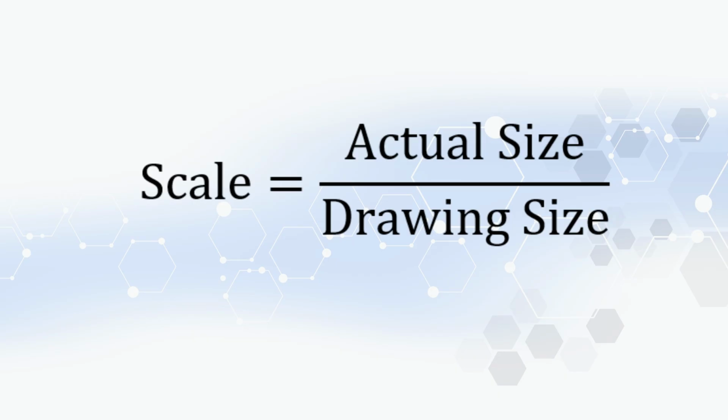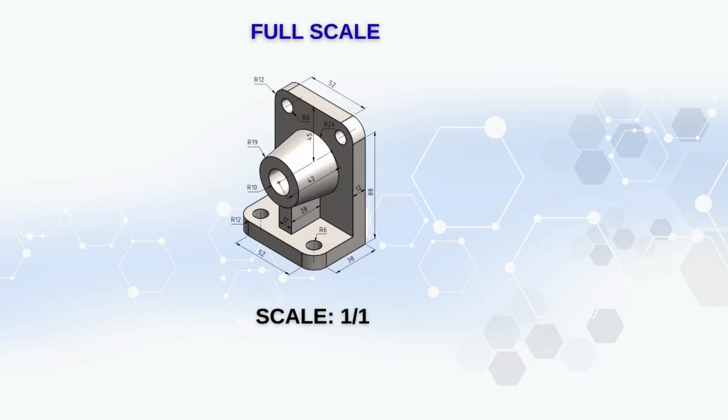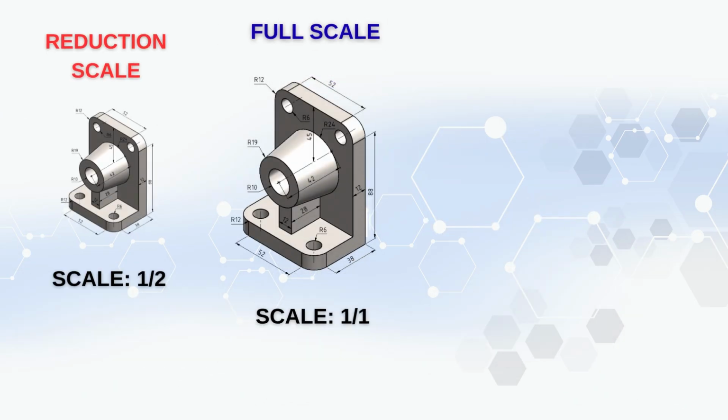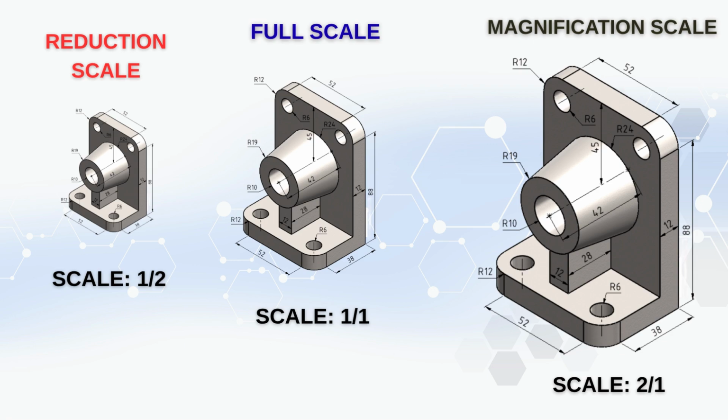There are three basic types of scale in technical drawing: full scale, reduction scale, and enlargement scale. Full scale is used when a part can be drawn at its actual size. In this case, the scale is 1:1, written as 1:1. This means that the size on the drawing is exactly the same as the actual size of the object.